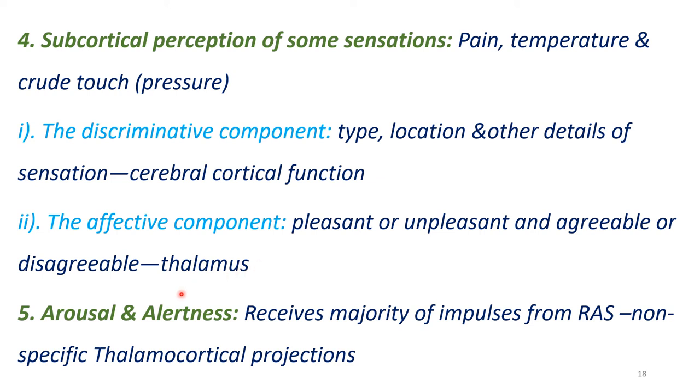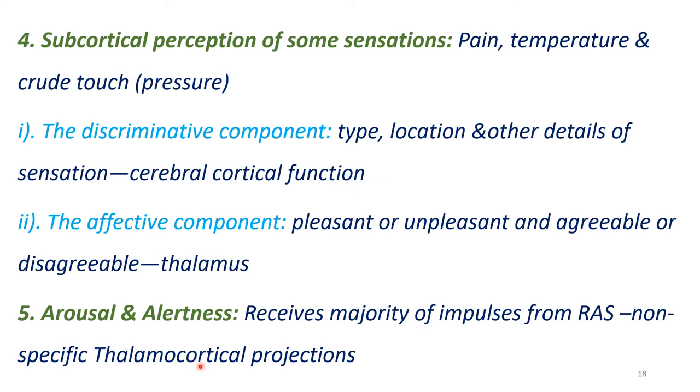Another function of the thalamus is arousal and alertness, which I am repeatedly stressing. It receives the majority of impulses from the reticular activating system and then sends its impulses to almost all the parts of the cerebral cortex via the non-specific thalamocortical projections. This is involved in controlling your level of consciousness and maintaining a state of alertness and wakefulness.